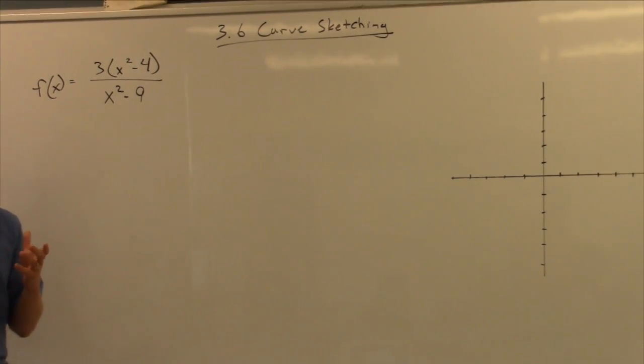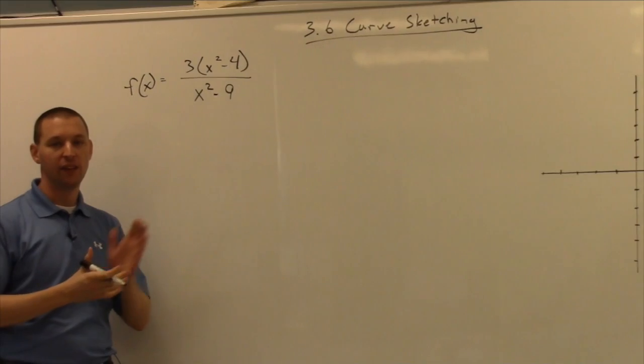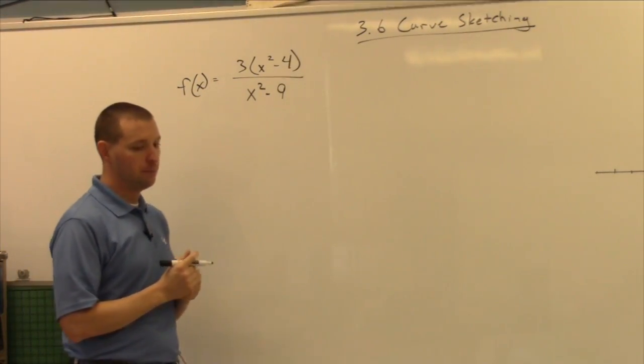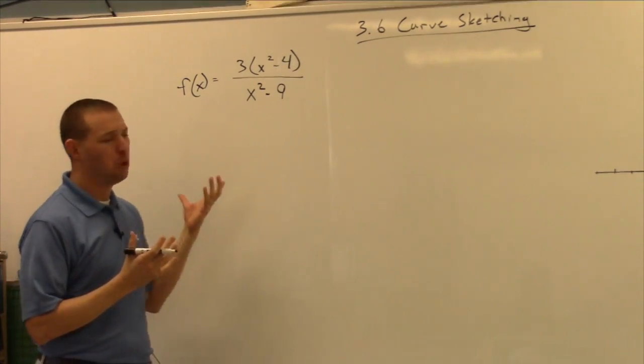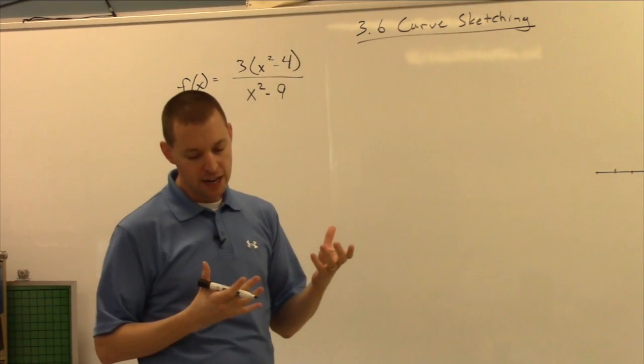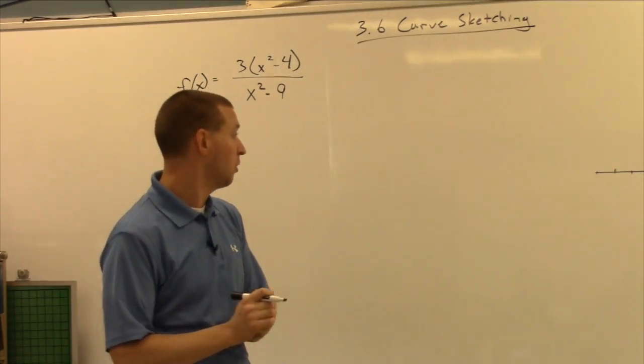So here's the first equation we're going to take a look at: 3 times the quantity x squared minus 4, that whole thing over x squared minus 9. There's really no purpose in multiplying out the top, although you could come up with 3x squared minus 12. It's not going to help you out in this problem whatsoever, though.